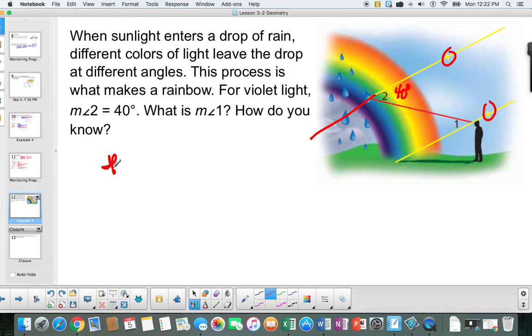And we know that if two lines are parallel, then alternate interior angles are congruent. So if this angle is 40, then this angle is 40. So we can say the measure of angle 1 is equal to 40. And that is the end of the screencast.